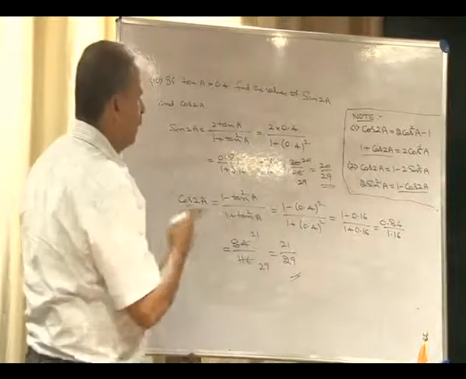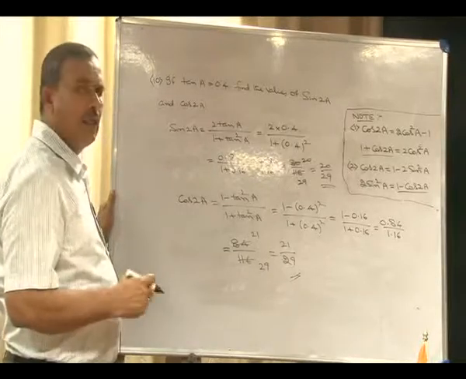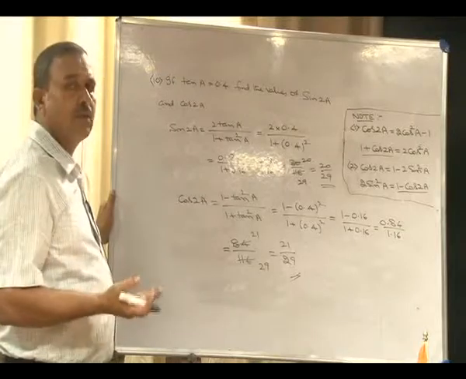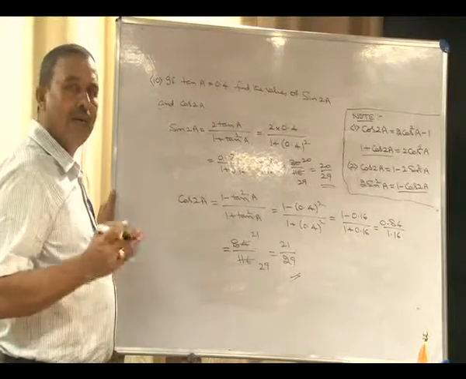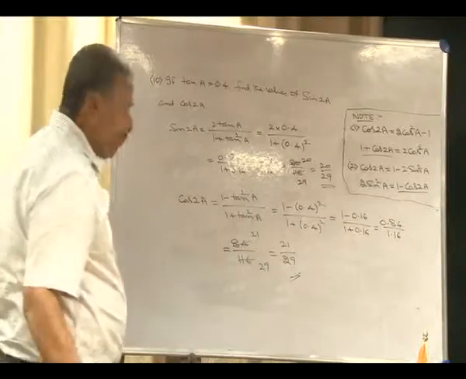The value of sin 2A is 20 by 29. The value of cos 2A is 21 by 29. That is the way to find the values of sin 2A and cos 2A when the tan A value is given. Okay, continue in the next class.